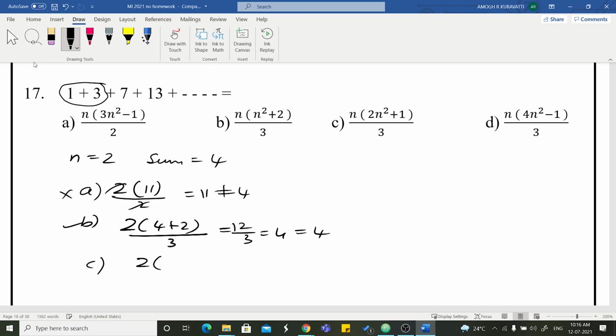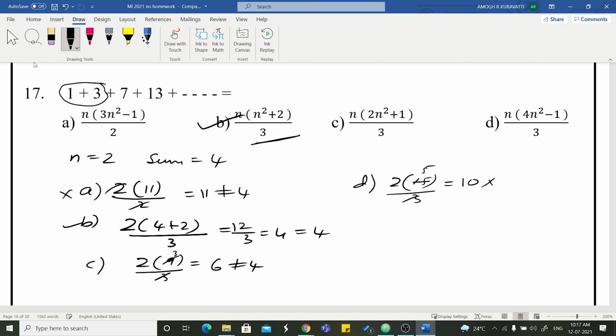N is 2. 2 n square, n value 2. 2 square 4, 2 fours are 8. 8 plus 1, 9 by 3. 3 ones are 3, 3 threes are, 3 twos are 6, which is not equal to 4. So option B is the right option. What about option D? What happens? Put n is 2. 2 of 2 square 4. 4 fours are 16 minus 1. 15 divided by 3. 3 ones are 3, 5s are, that is 10. No. So option D is wrong. Option B is right. Okay.